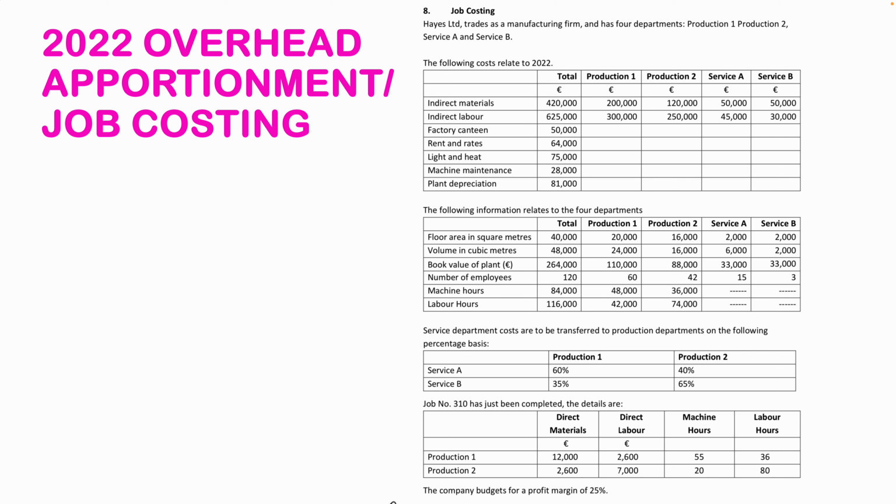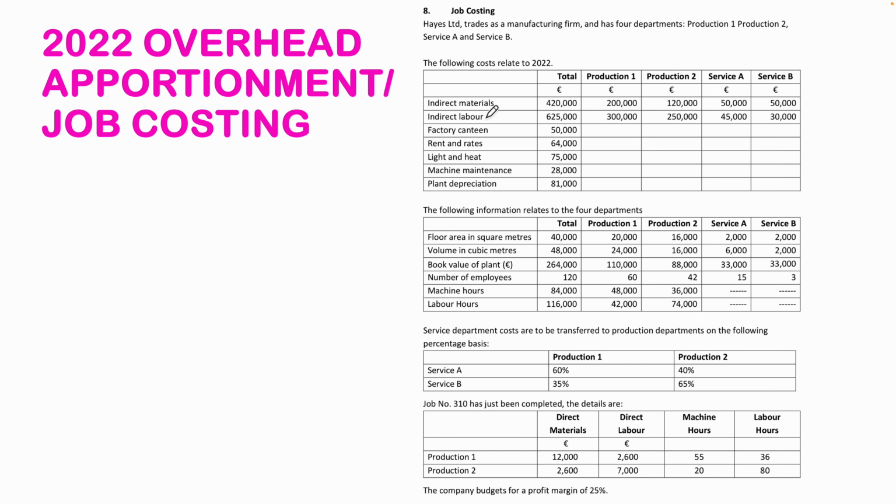Okay, in this video we're going to look at the 2022 overhead apportionment and job costing question. So let's take a quick read through it. Hayes Limited trades as a manufacturing firm and has 4 departments: Production 1, Production 2, Service A and Service B. The following costs relate to 2022.